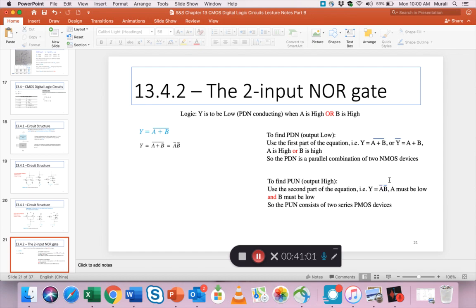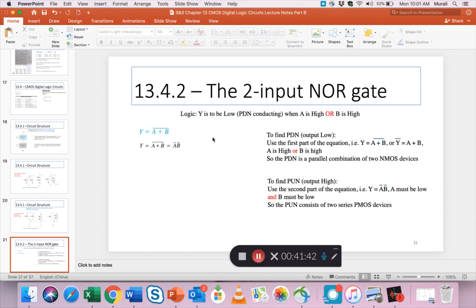So that is the only logic that satisfies it, that you want y to be high when the inputs are low. So when a is low and b is low, the flip of them will both be high, and so the output is happy because both the variables have taken the high after flipping. So a must be low and b must be low, and then y will be high. And we are implementing an AND function, so we have two series PMOS devices, right?